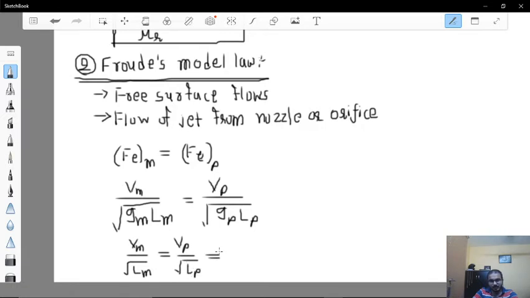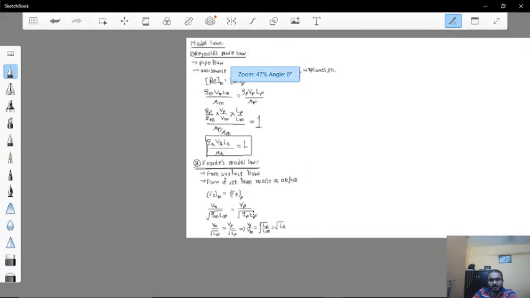So we can say it implies that Vp upon Vm is equal to square root of Lp upon Lm is equal to square root of Lr. So that is the Froude's model law. Now let's move forward with the third model law.